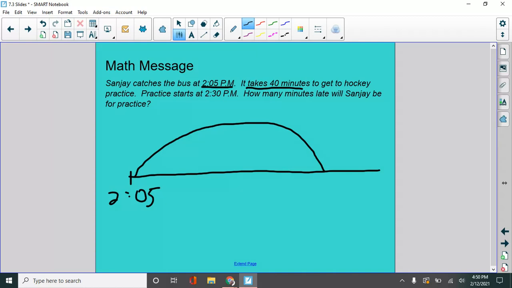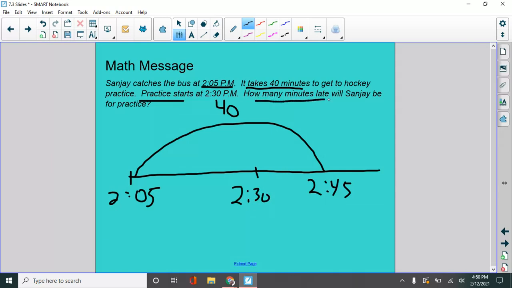40 minutes. What time does he get to? Remember, this is a 40-minute jump. What time does he get to practice? 2:45. Let's see. Oops, skipped a part. Practice starts at 2:30. So practice was right here.